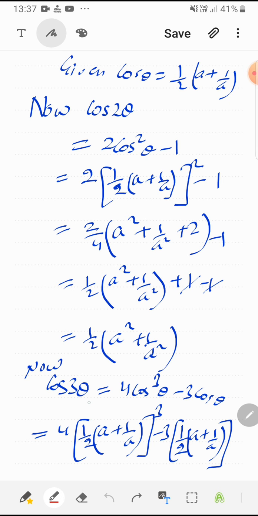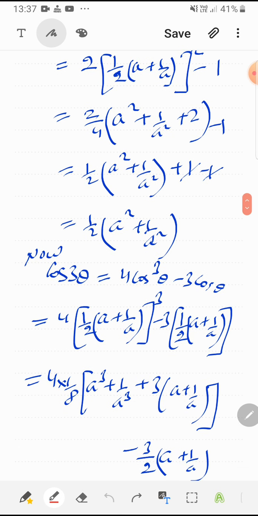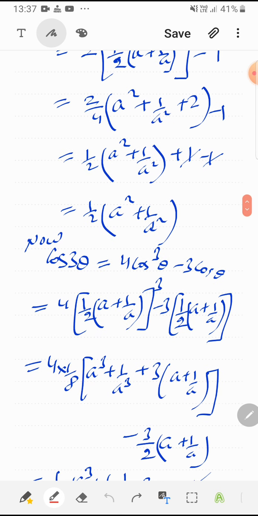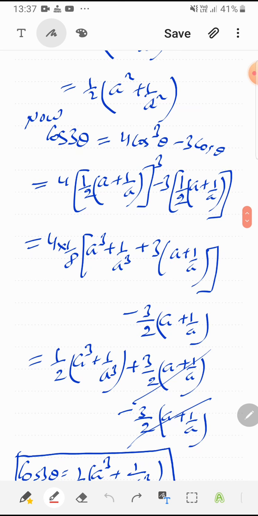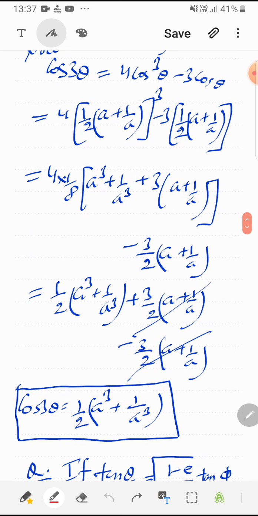Similarly, we start from cos 3 theta. So 4 cos cube theta minus 3 cos theta is the standard result. Now putting the value of cos theta here and applying the formula of cube, after simplification we will get our required result.